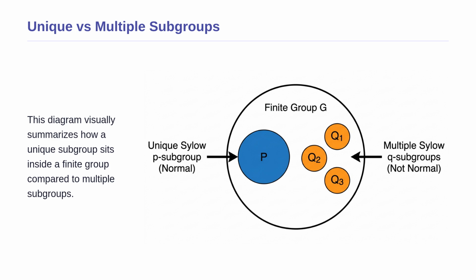On the right, you see multiple orange circles labeled Q1, Q2, and Q3. When the math allows for multiple subgroups of the same size, they are not unique and therefore they are not normal. This diagram perfectly captures the physical interpretation of Sylow's counting rules.